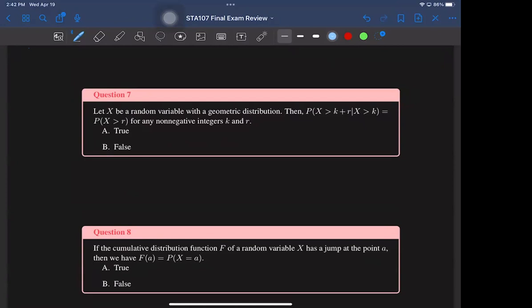You can vote on Kahoot or type your answer in the chat. And if you choose false, you should be able to explain why. If you choose true, I expect you to be able to show that as well. I will give you maybe 1 more minute to attempt this.